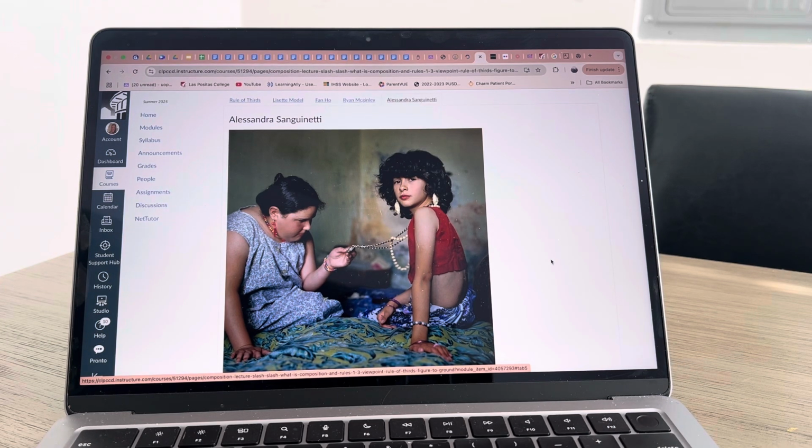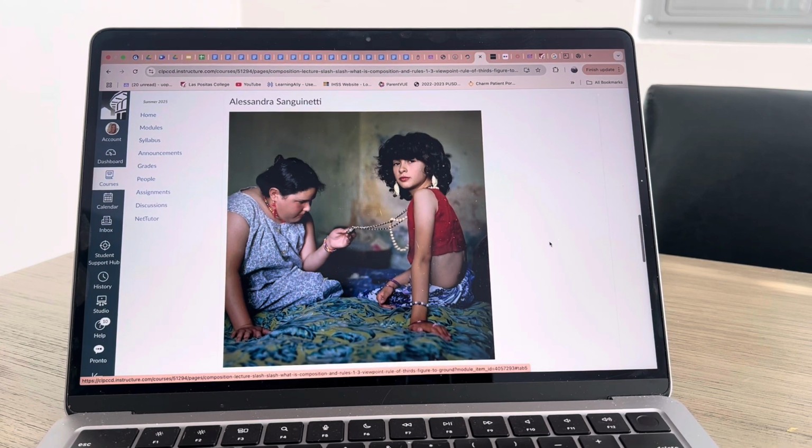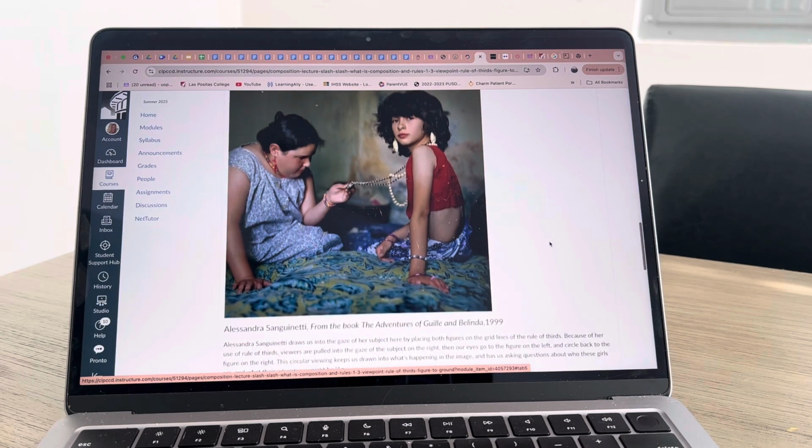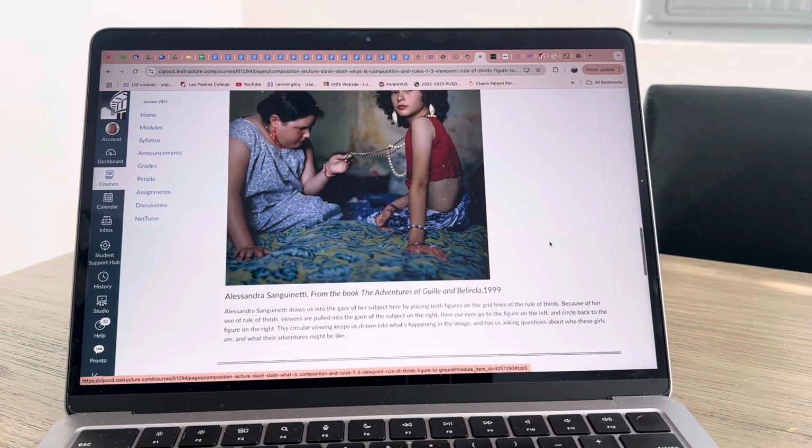Alessandra Sanguinetti, from the book The Adventures of Guille and Belinda, 1999.